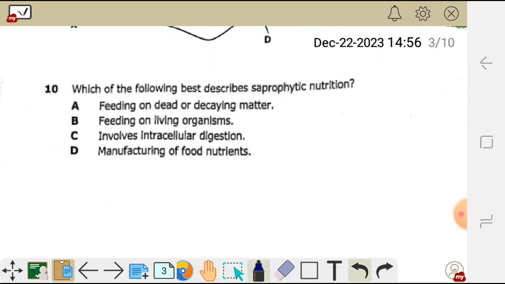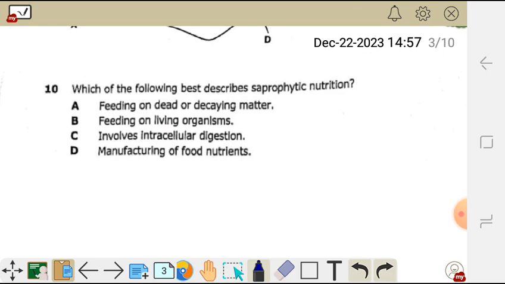Question 10. Which of the following best describes saprophytic nutrition? A, feeding on dead or decaying matter. B, feeding on living organisms. C, involves intracellular digestion. D, manufacturing of food nutrients. The correct answer here is A. Feeding on dead or decaying matter is saprophytic nutrition, where the dead matter is decayed outside the organism, and the organism only absorbs those finished nutrients. That is what we call saprophytic.